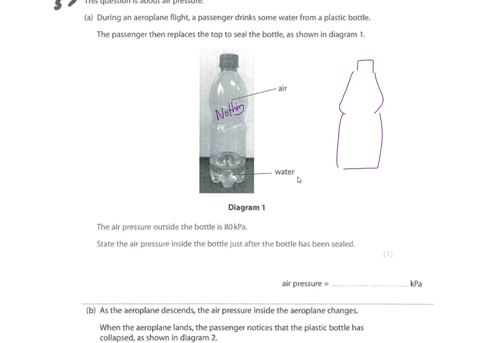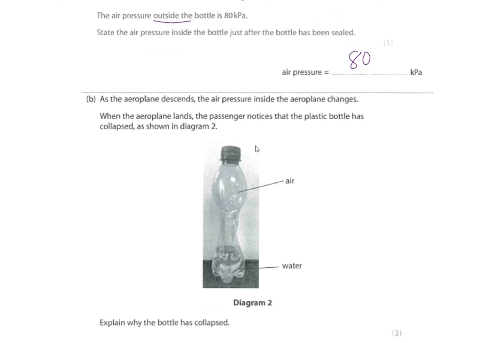Okay, so nothing happened. Therefore, the pressure outside and the pressure inside are equal. So if the pressure outside is 80, it means the pressure inside needs to be 80 as well. So this would be 80 kilopascal. Okay. Now here we go.